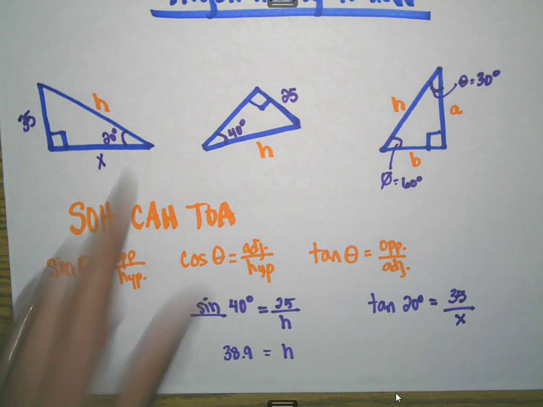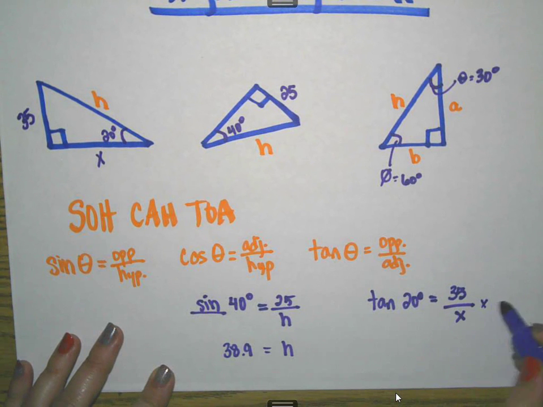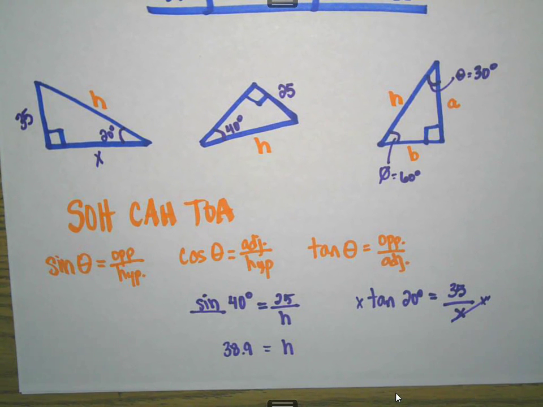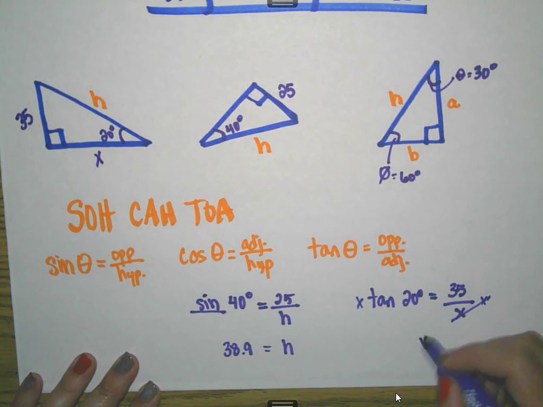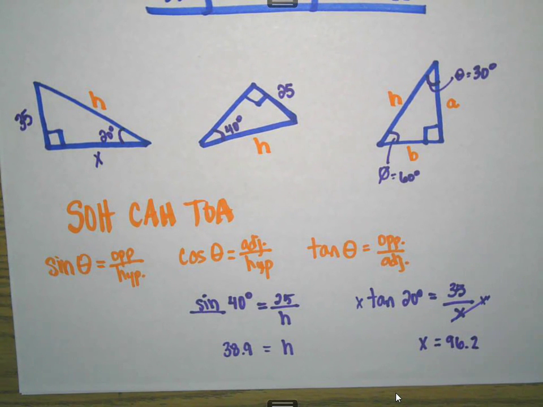And then we're going to use algebra to solve this. I didn't do it over here, but you're going to multiply both sides by x. And then those will cancel out. So then I'm going to have to divide both sides by the tangent of 20. So 35 divided by the tangent of 20 gives me that side x will be 96.2. And we have no units, but it's all about the idea of the trig.